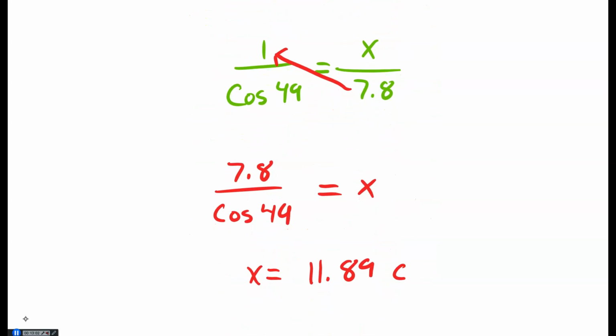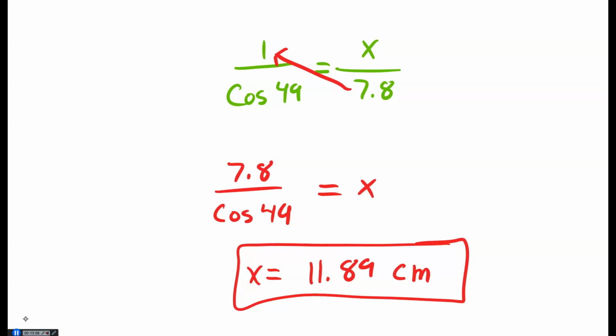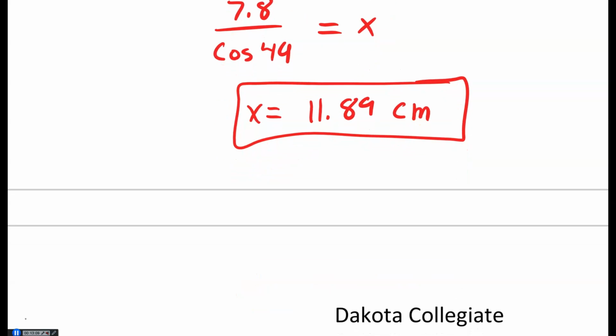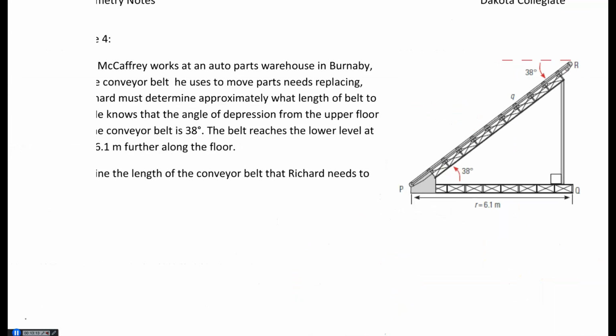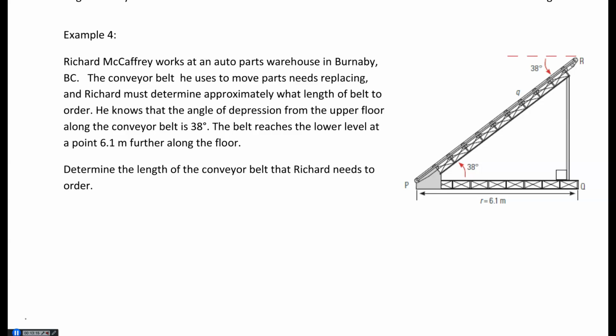So our unit is going to be in centimeters, and that would be our final answer. Now we'll slide over to the next page, and we're going to have a real life situation here. So for example 4, we have Richard McCaffrey, who works at an auto parts warehouse in Burnaby, BC.